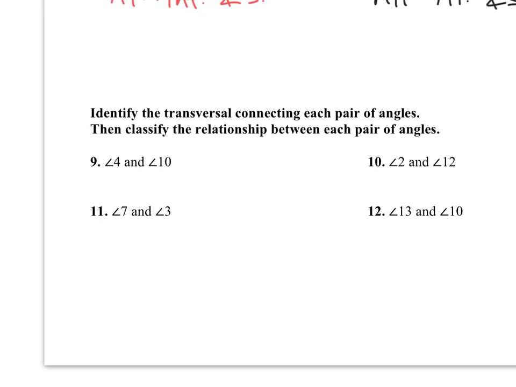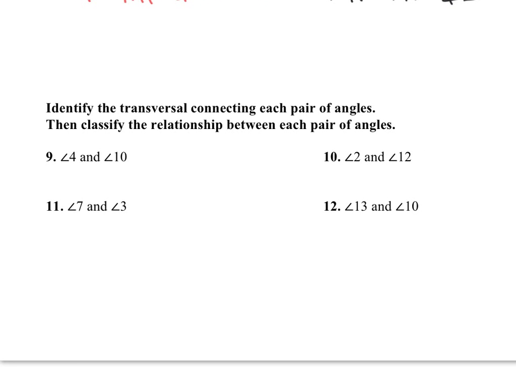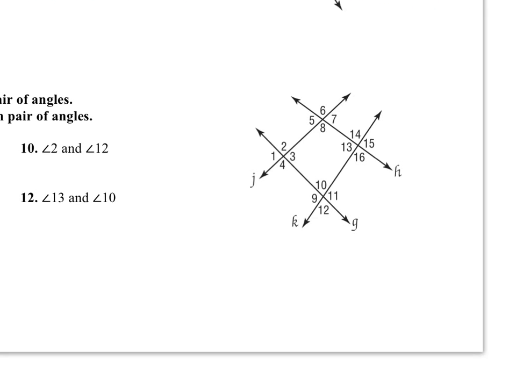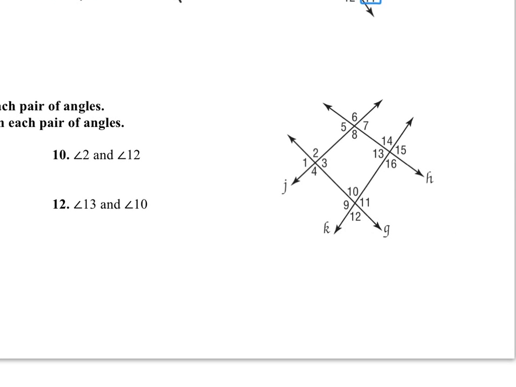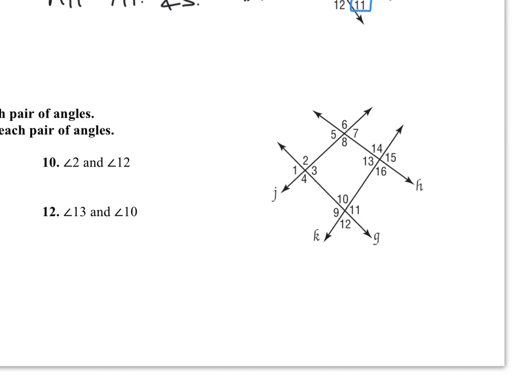All right, let's take a look at 9 through 12, and it says identify the transversal connecting each pair of angles, then classify the relationship between each pair of angles. Number 9 says angles 4 and angle 10. In this figure we've got multiple lines, and these can be considered multiple transversals. Line J is a transversal to G and H, and so is K. But then you can look at this as H is a transversal of K and J, as well as G is a transversal of K and J.